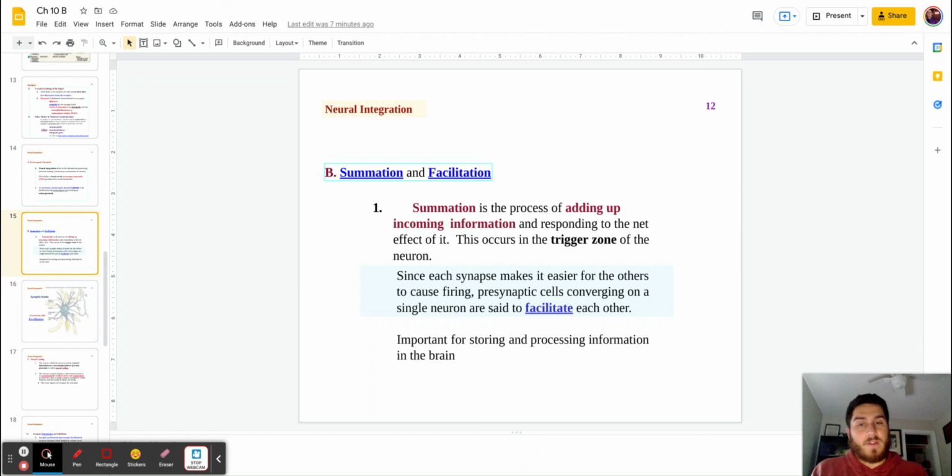So this is going to have a lot to do with neuroplasticity, the ability for your body to store information, critically think, and process the information in the brain. So if you have any questions on summation and facilitation, please let me know.